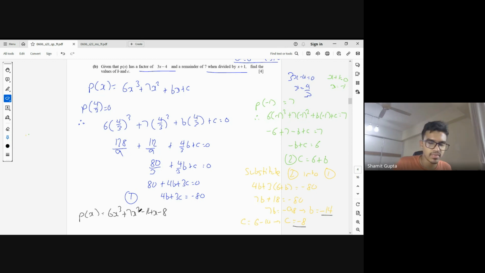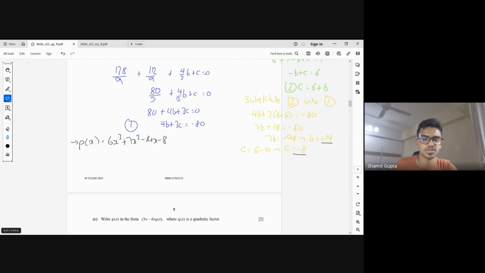So using my calculator, when I put 4 over 3 inside p(x), I got 0. When I put negative 1 inside p(x), I should get 7. So let's try. Again, there are tricks to solve it fast using the calculator. I always tell my students that using the calculator is a skill. Yes, when I put negative 1 inside p(x), I do get 7. Okay, so yes, this question is, oh, we're not done yet.